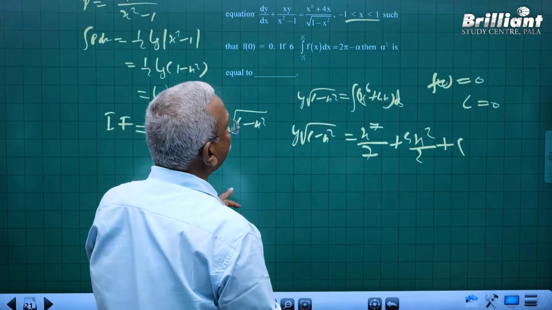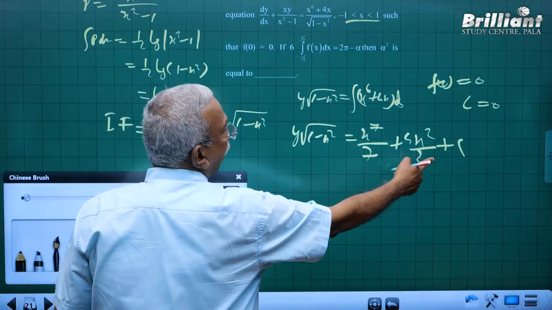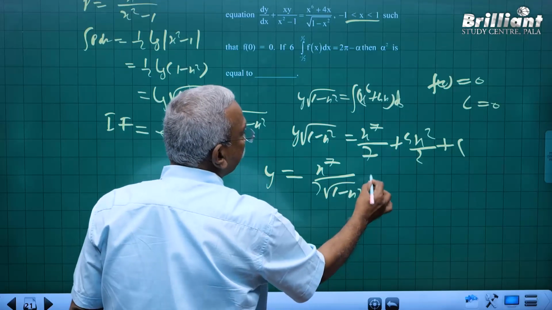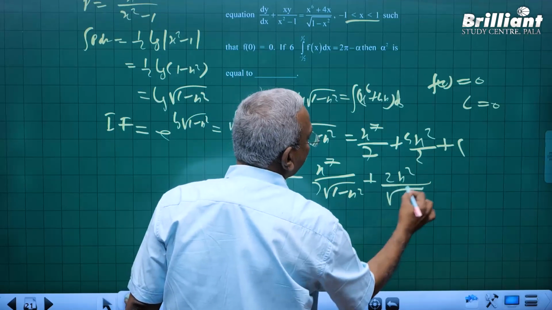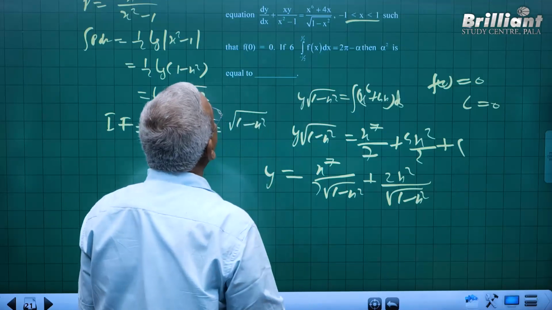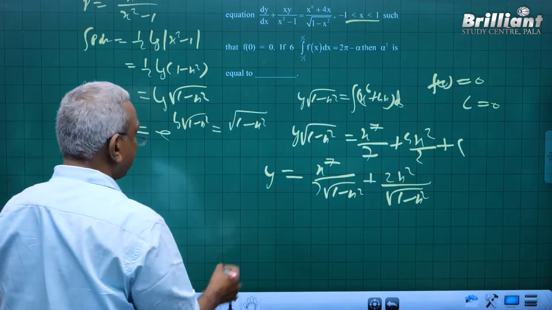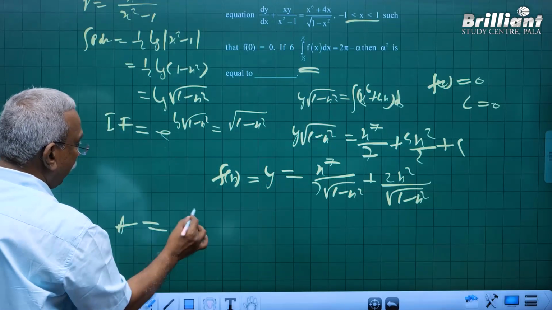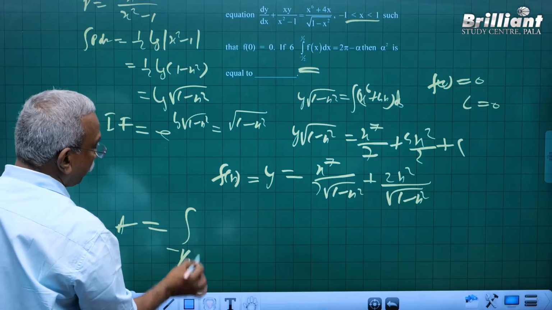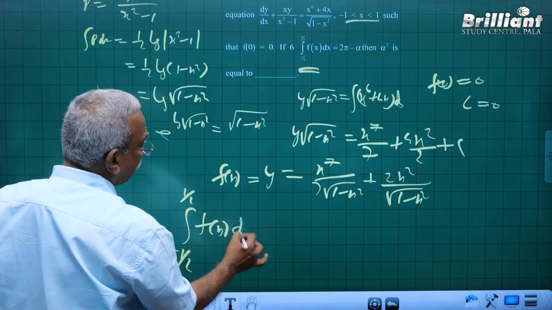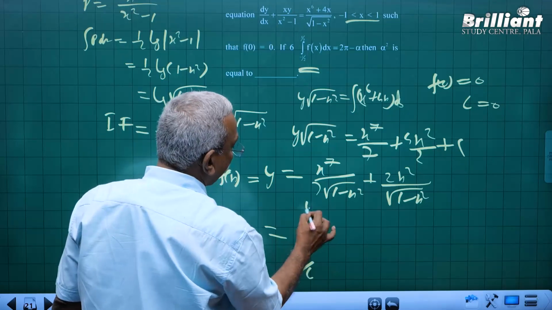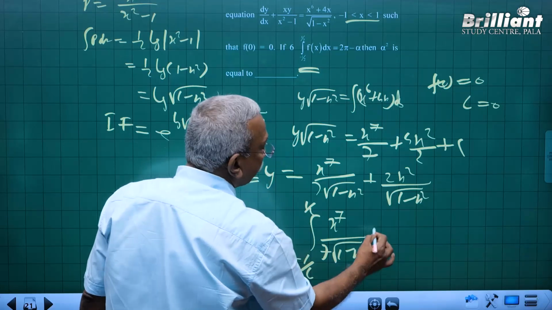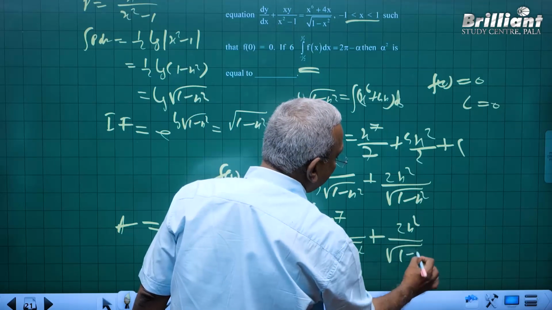So your problem reduces to, y becomes x raised to 7 divided by 7 root 1 minus x square plus 2x square divided by root of 1 minus x square solely. This is y. Then what do you want? This is your f of x. Then your requirement is the area integral, A is equal to integral from minus 1 by 2 to 1 by 2 of f of x dx, which will be in the form integral from minus 1 by 2 to 1 by 2 of x raised to 7 divided by 7 into root of 1 minus x square plus 2x square divided by root of 1 minus x square dx.